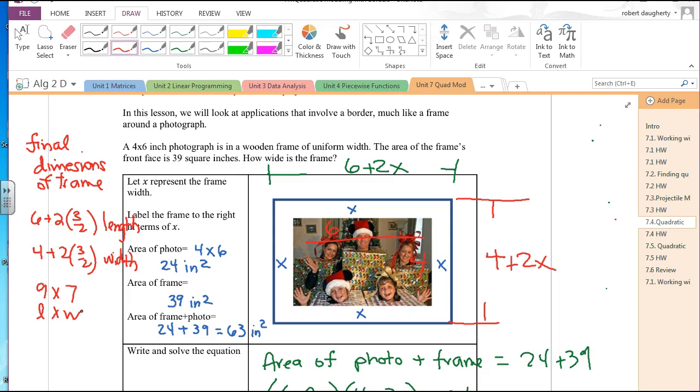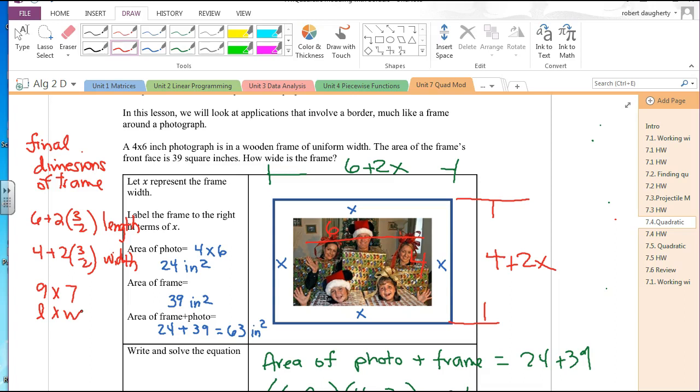So the picture is a 6 by 4. That is the length of the photograph. That's the width of the photograph. And then when I have a frame, 1.5, that's the width of the frame. So there's a width of a mat or frame going all the way around this picture.